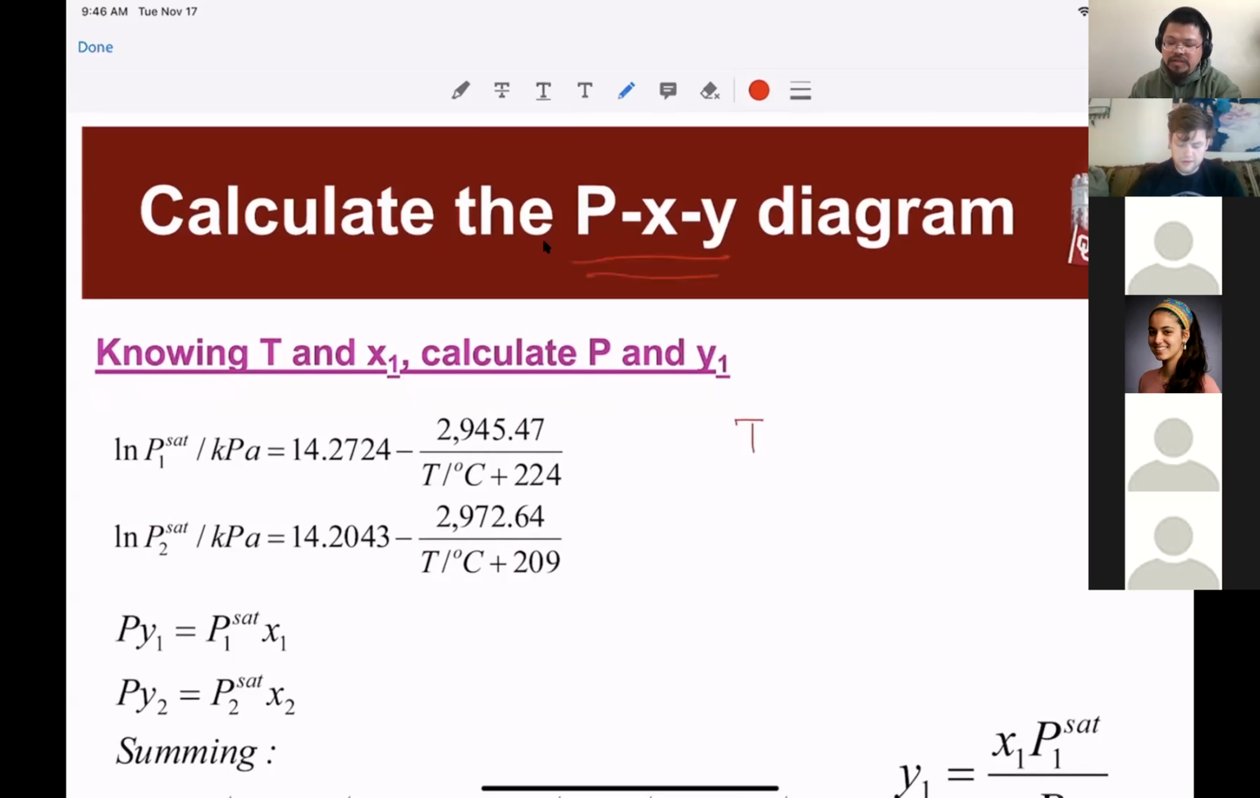So let's try to take the first example. If I know the X1, you need to let X1 go to 0, 0.1, 0.2, 0.3, and then all the way to 1, then you should have the complete PXY diagram, right? Here we are using the first point to illustrate how we are going to calculate. Knowing the temperature and liquid composition, we need to figure out the corresponding total pressure and the vapor phase composition Y1.